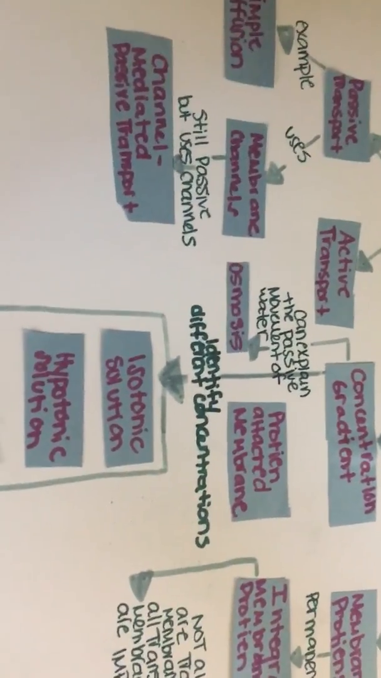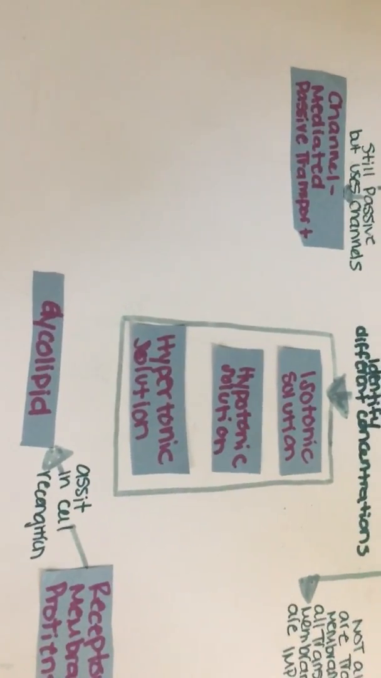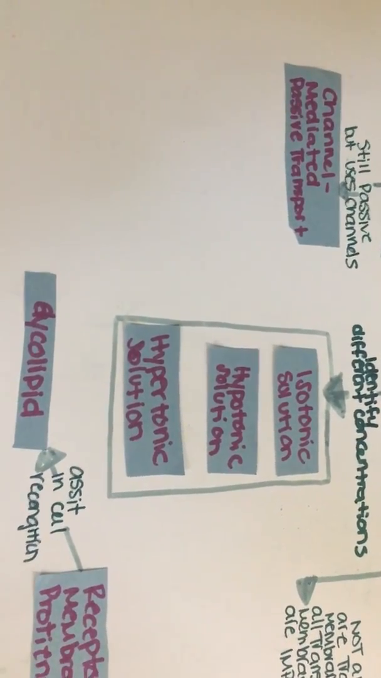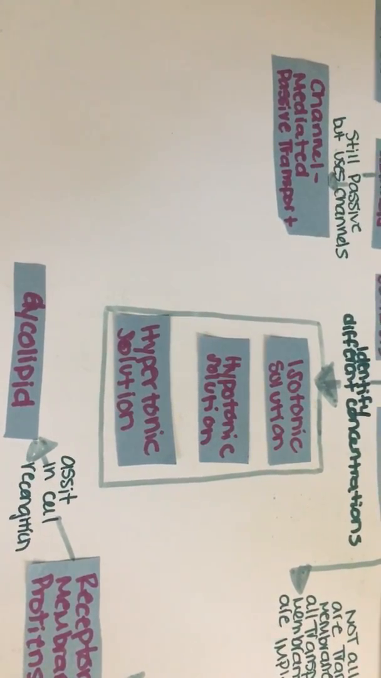Going back up to the electrochemical gradient, also described as the concentration gradient, which can explain the movement of water or osmosis. These different concentrations are identified as the following solutions: isotonic solution, hypotonic solution, or hypertonic solution, which just expresses different concentrations with the inside and the outside of a cell, pretty much.